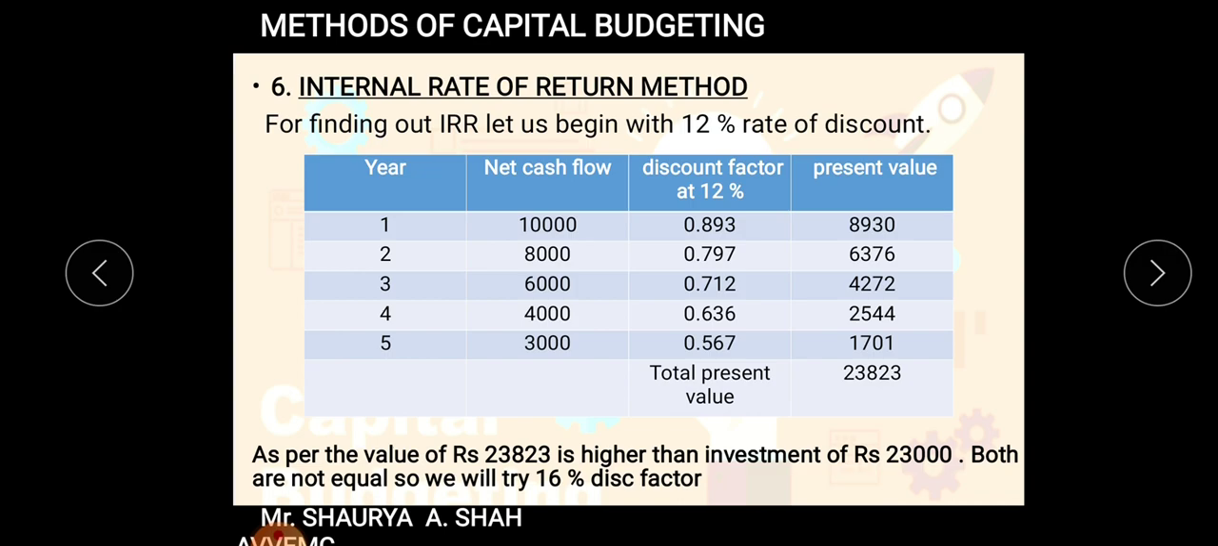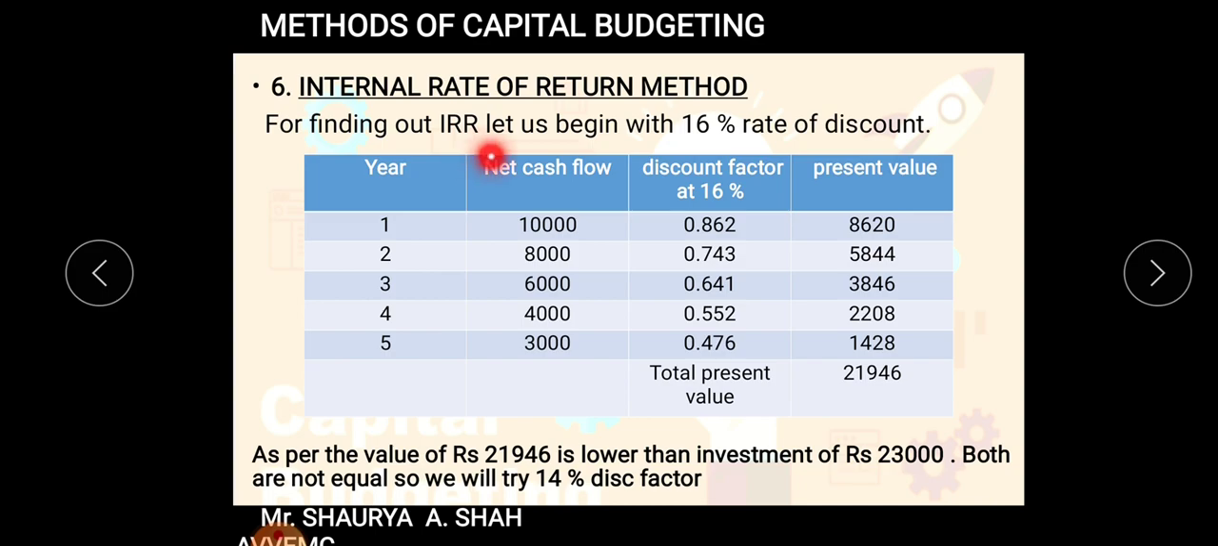So I can say that both are not equal. So we need to try another discounting factor, right? This is a trial and error method, as I already told you. Again, this is very rarely asked in your exam, but you need to do the practice for the same. So we will start with another discounting factor, that is 16%, and try to again reduce the difference between the investment and the actual cash flow value.